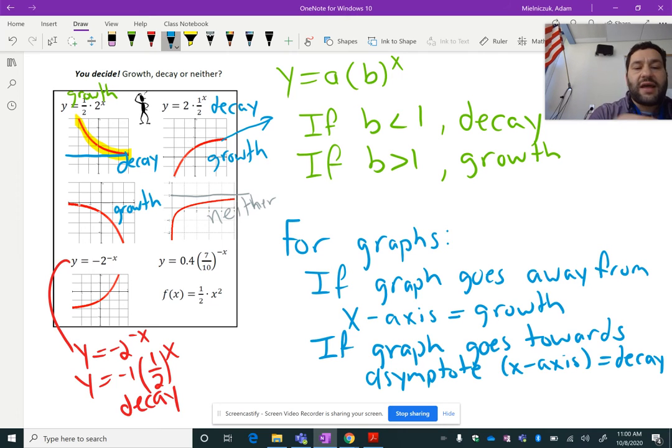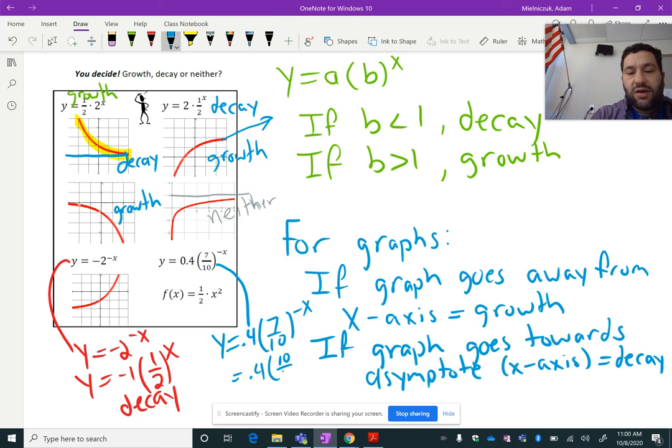All right, same concept for y equals 0.4 times 7/10 to the negative x. You can't have your negative x. So just like the last one, we have to flip it to rewrite it as 0.4 times 10/7 to the x. Now 10/7 is greater than 1. Because it's greater than 1, this is growth.